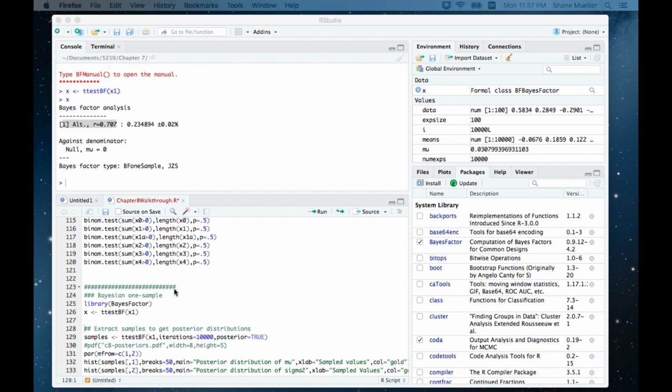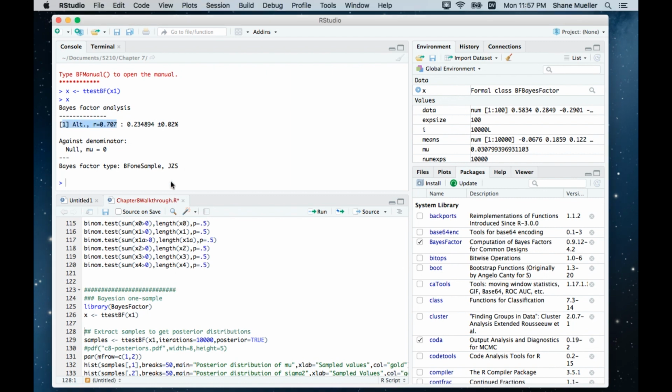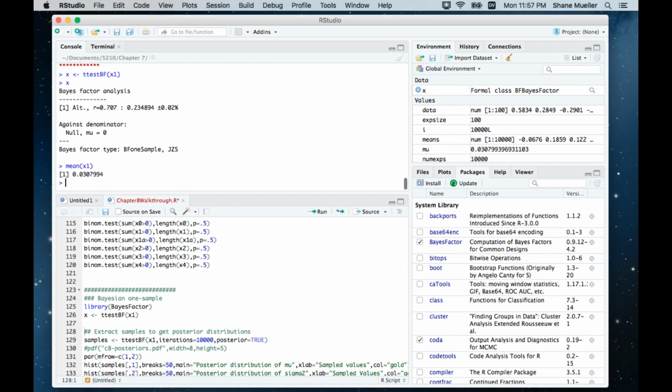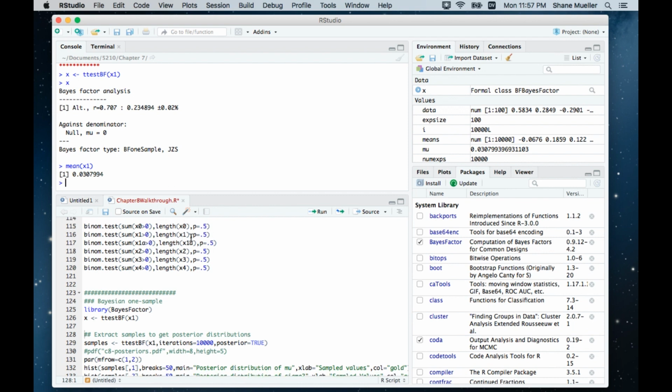Now, x1 was really, remember, let's see, mean of x1 was 0.03. x1 was really generated to have a mean of 0.2, but it didn't turn out to have a mean of 0.2. We generated it from a random variable that had a mean of 0.2, but it didn't turn out that way. And so in this case, the Bayes factor actually makes an error in a sense, but the error is not really in the Bayes factor, it's in the data.